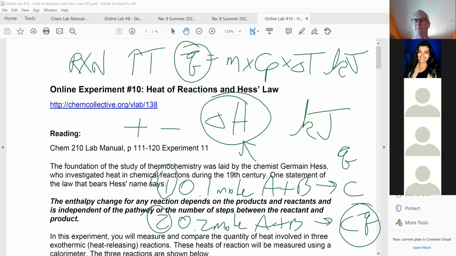But we both did exactly the same reaction. We both did A plus B and we got C out of it. We both did exactly the same reaction. So our delta H reaction should be the same. How can we both get the same delta H?